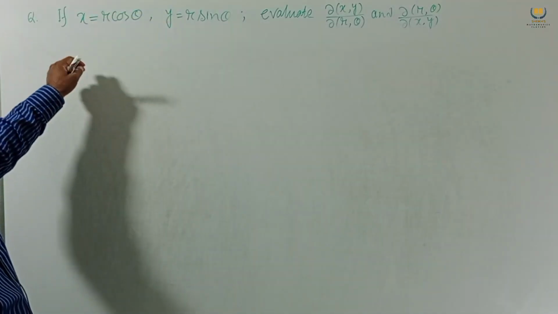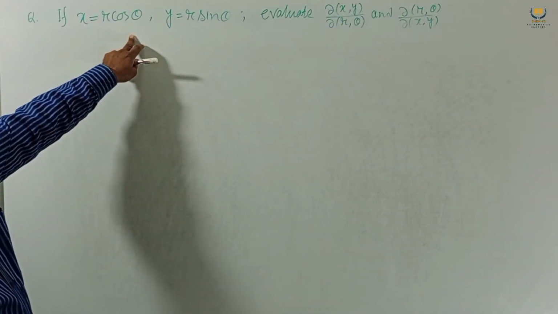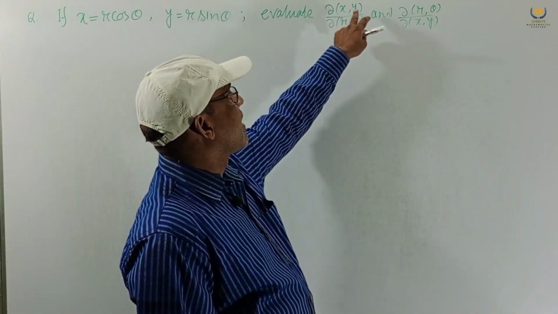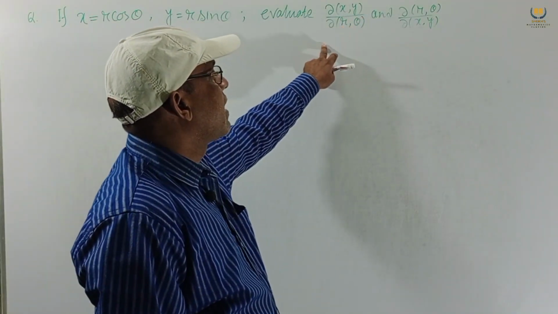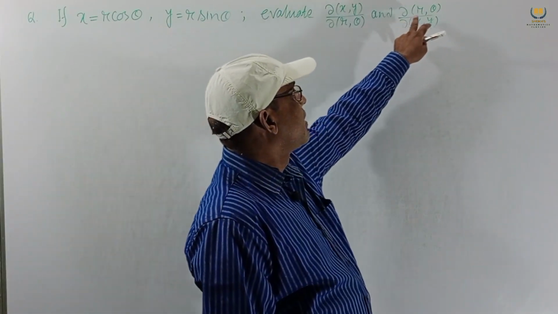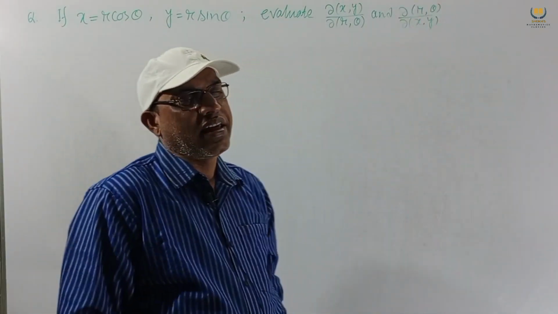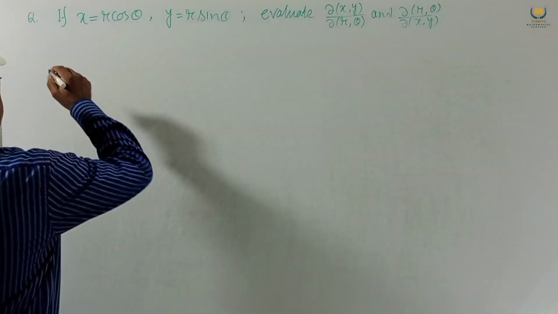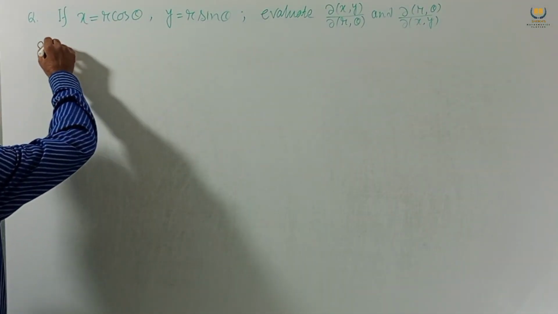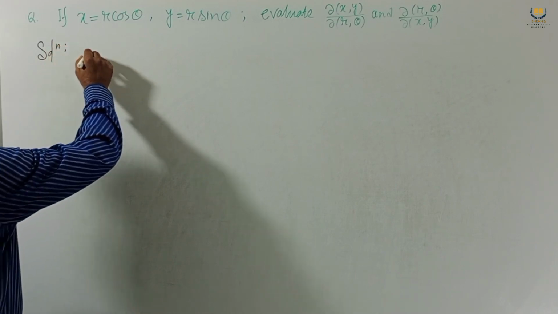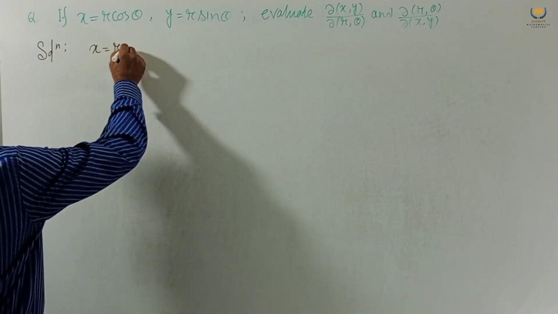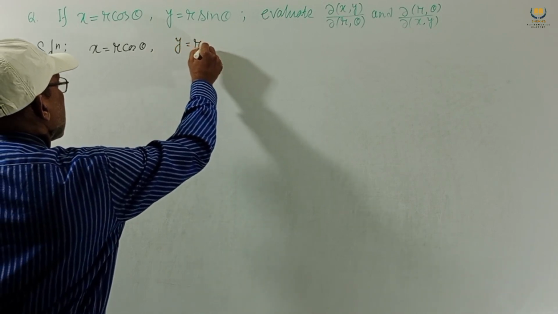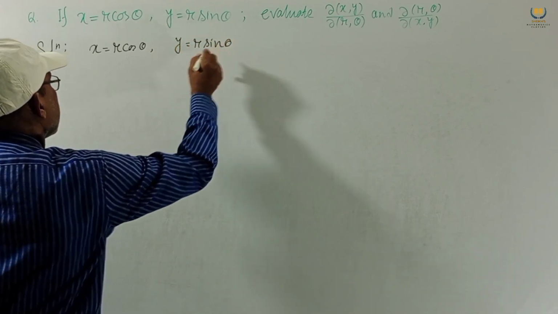We consider one most important problem. The problem is: if x equals r cos theta, y equals r sin theta, evaluate del(x,y) by del(r,theta), or del(r,theta) by del(x,y). Very nice solution, this one. The problem is easy, the solution also easy. Now here x equals r cos theta, y equals r sin theta are given.